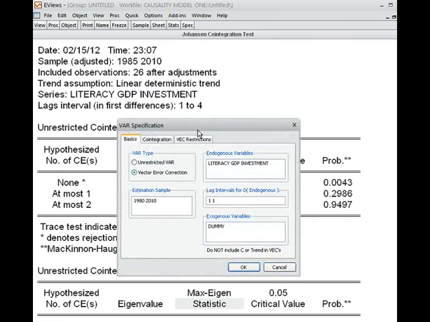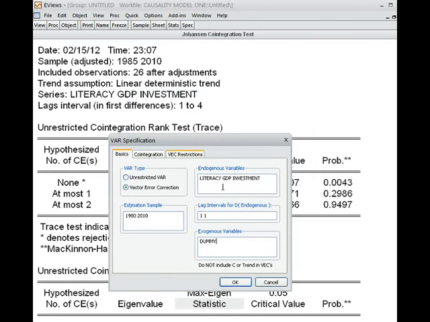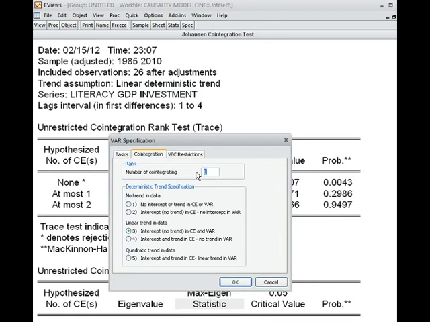Literacy, yes, we can check from here, literacy. So I put the literacy first because the literacy will be the dependent variable. And I choose vector error correction model and cointegration. I choose 1, right, because we got 1, and I choose 3, right. Then I run the vector error correction model.